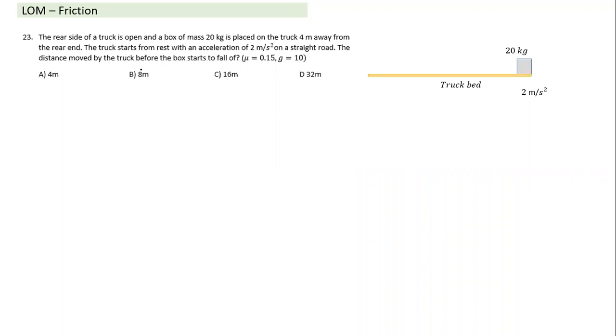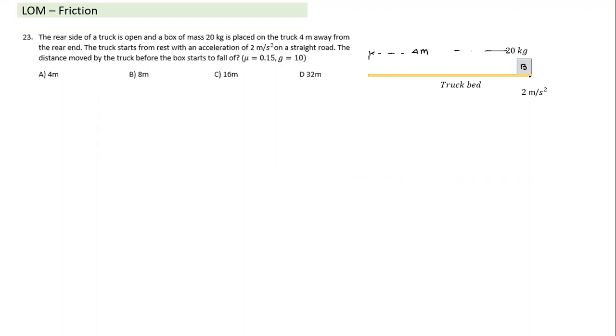So there's something like the rear side of a truck. There's a truck body, the truck is open, and a box of mass 20 kg is kept at a distance of 4 meters away from the rear end. This distance is 4 meters. And the truck starts from rest with an acceleration of 2 meters per second square on a straight road.